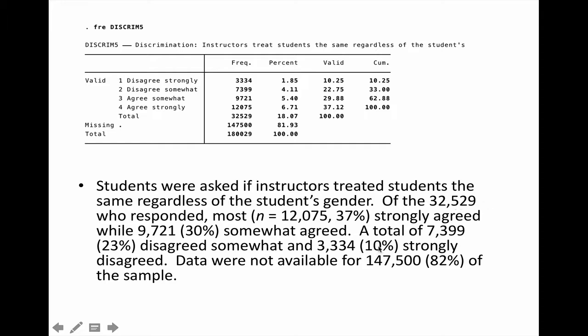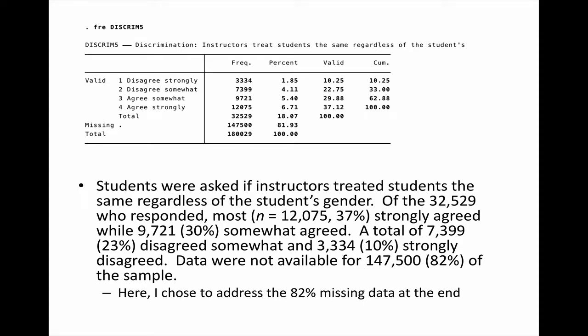Remember, percentages are nearest whole number. The N is italicized and it's N space equals space. And again, I chose to address the 82% at the end here. Okay, up here I said of these people who responded, and down here I said they weren't available for that many. What you have to do is tell the story.